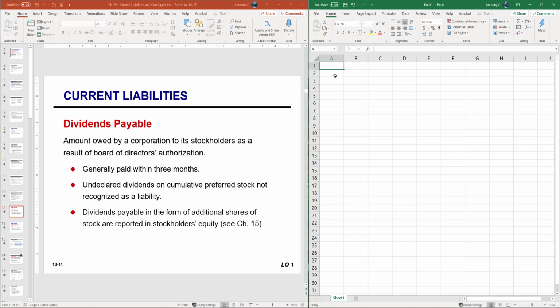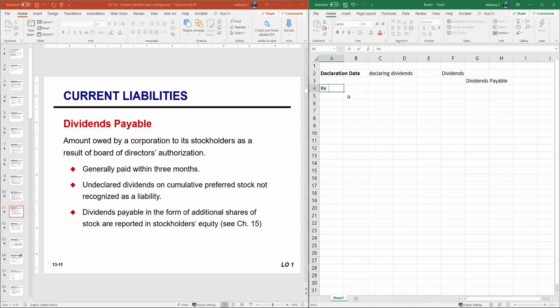Okay, so whenever we deal with dividends, there are always going to be three dates. First date is the declaration date. On the declaration date, the company is essentially promising that it'll pay dividends. It's declaring dividends. And since we're declaring that we're going to pay dividends, we've now created an obligation for ourselves. So whenever this happens, you'll credit dividends payable for the amount, and you'll debit dividends. Let me just put that out to the right.